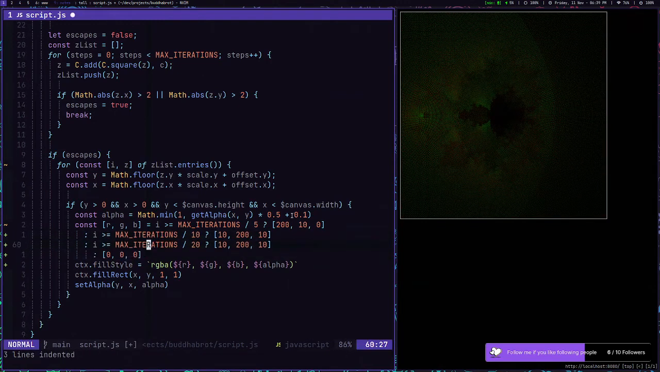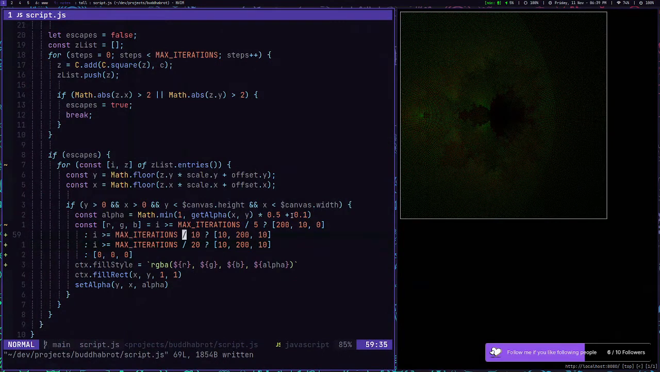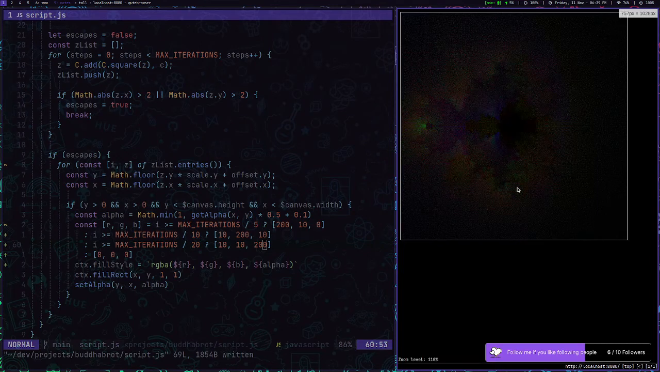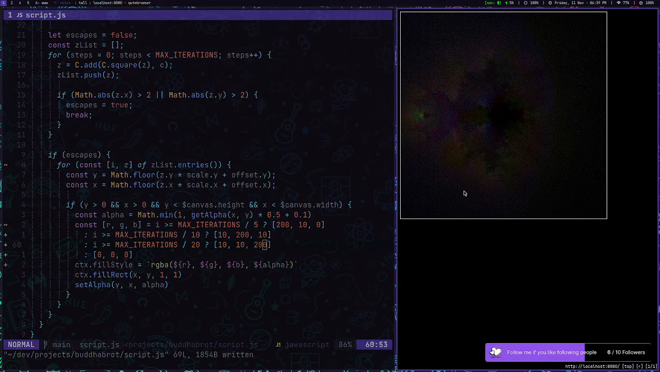That's kind of neat, isn't it? It's weird, but it's kind of neat. Oh wait, actually I screwed it up here. We need 10, comma this, comma that. Okay, what does this give us? More blue. All right, it's something. Let's zoom in a bit. No, and this is ugly.